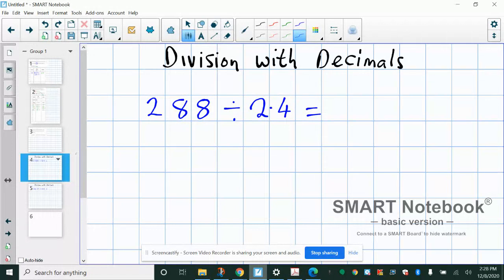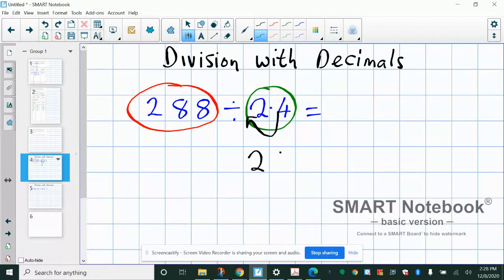dividend. So the divisor in this case is the number 2.4. The dividend is the number we're dividing into, 288. So I want to make 2.4 a whole number. If that's the case, then I'm going to have to move my decimal point one place to the left. So my new number becomes, beg your pardon, that's incorrect.